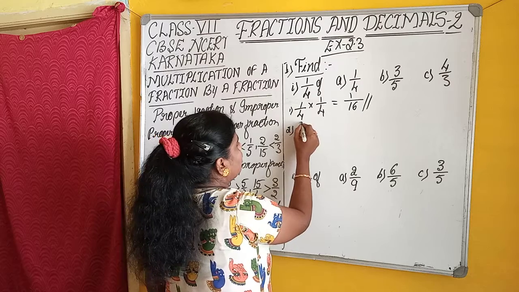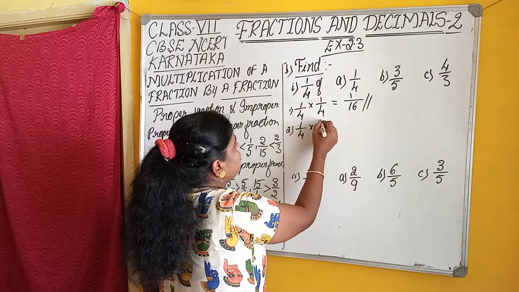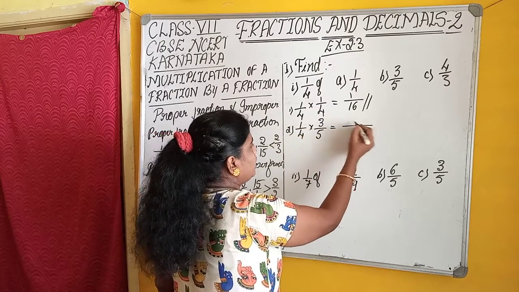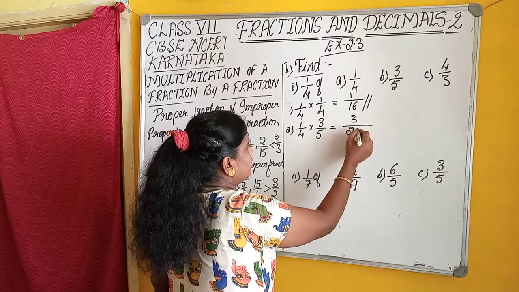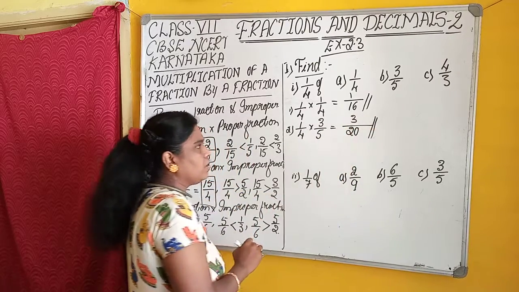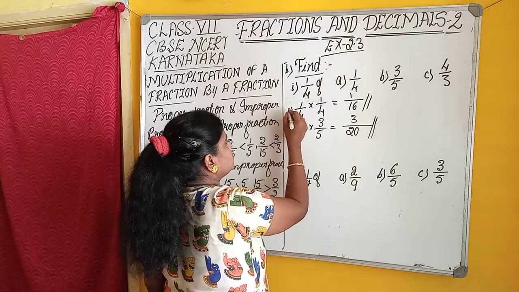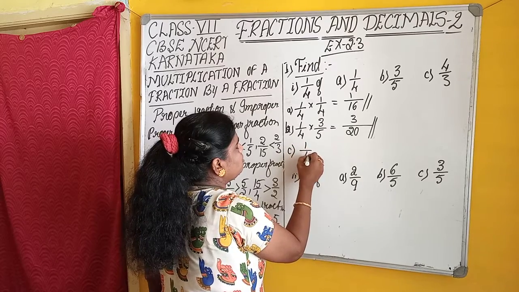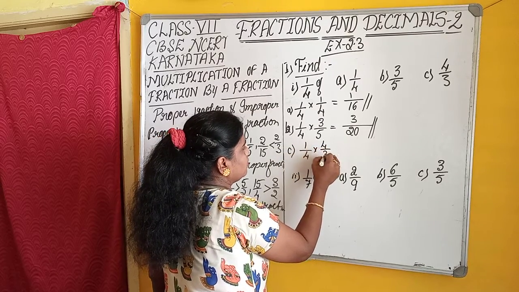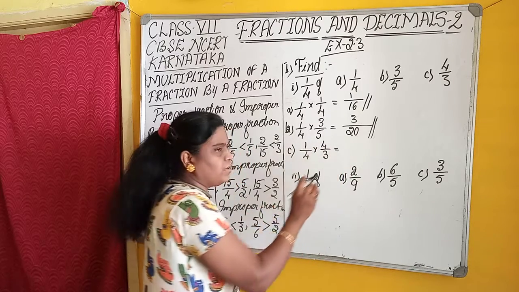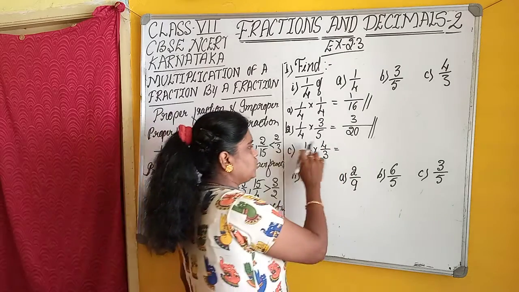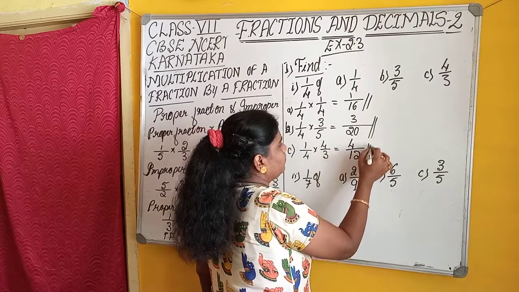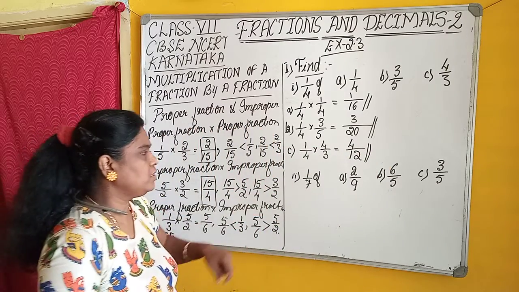The same way, 1 by 4 into 3 by 5. Okay, students, here the product of the numerators is 3, the product of the denominators is 20. Okay, next, this is A1, this is B1, and this is C1, that is 1 by 4 into 4 by 3, that is equals to, we have to find the product of the numerators, that is 1 into 4 divided by 3 into 4 is 12. Okay, you got it? Let's move on to the next problem.